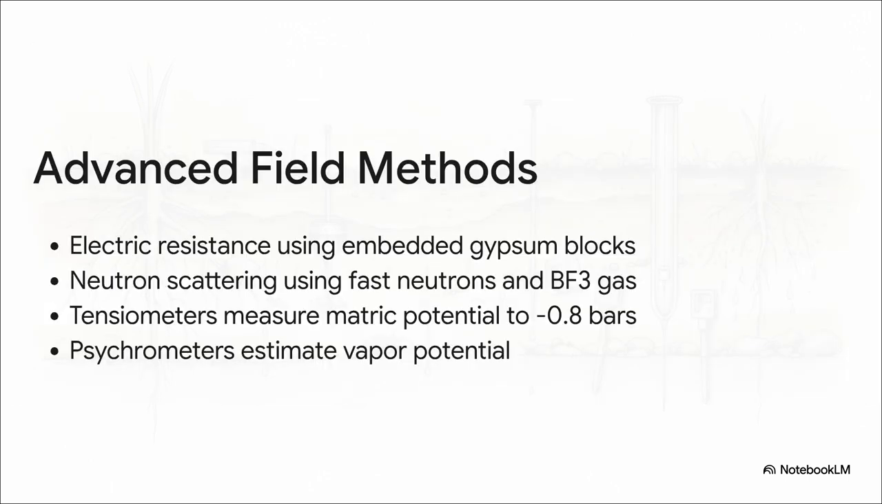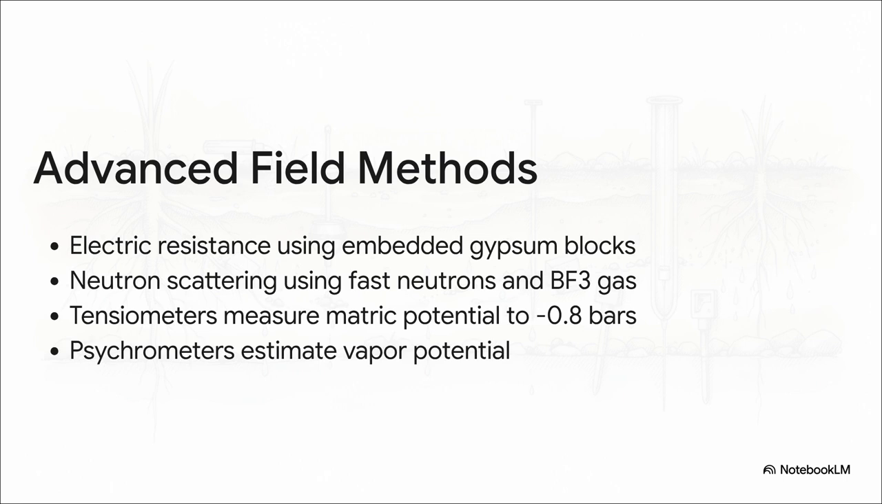But obviously we have advanced methods that don't require baking dirt. Electric resistance uses embedded gypsum blocks to measure conductivity. Though, quick side note, that totally fails if your soil is full of salts. Then there's neutron scattering. This is wild. It's a non-destructive method where fast neutrons are shot in, they crash into hydrogen atoms in the water, slow down, and are detected by boron trifluoride gas.